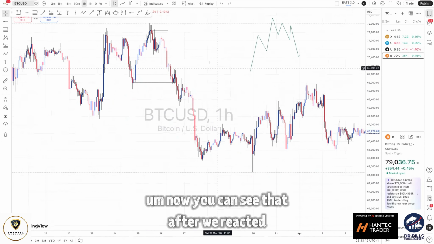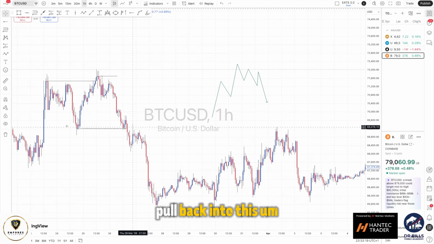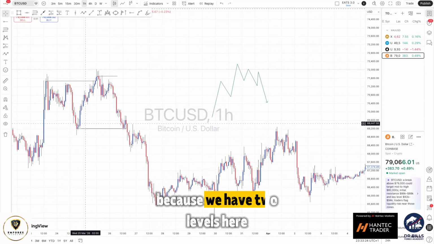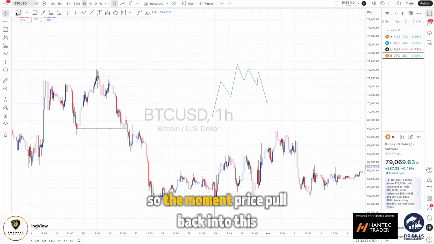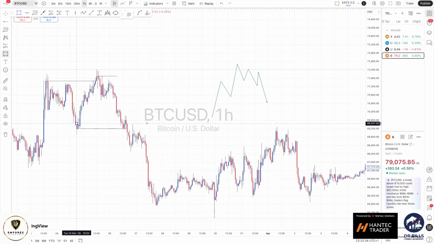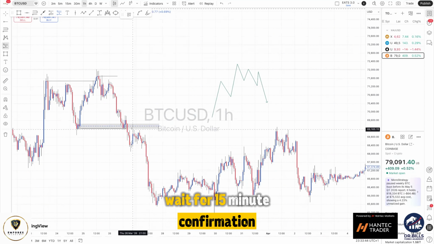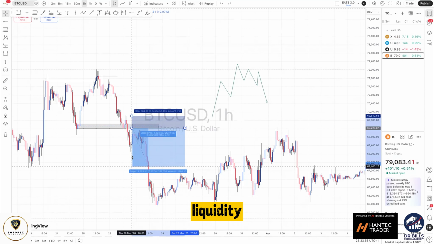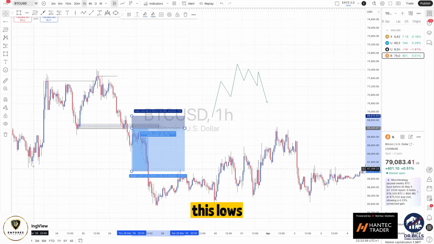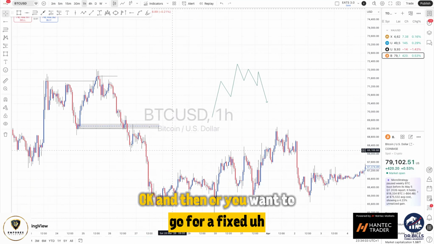Okay. So now you can see that after we reacted here, price pulled back into this breaker block slash other block combined, because we have two levels there. We have this breaker, and then we have this other block that broke out. Okay, so the moment price pulled back into this region here, we had a trade. Okay, we take our trade, or you wait for 15-minute confirmation, because I use the 15-minute entry a lot. Okay, and then you target external liquidity. These lows here, these lows, they are good liquidity points. Okay, or you can go for a fixed risk to reward ratio.